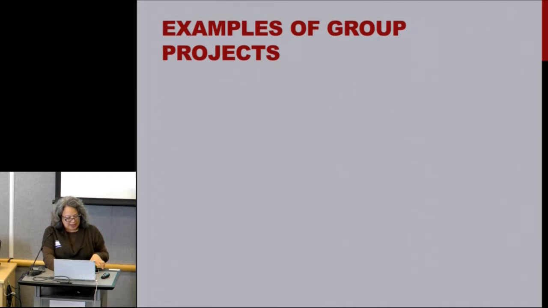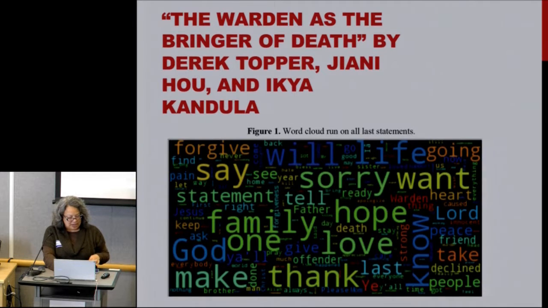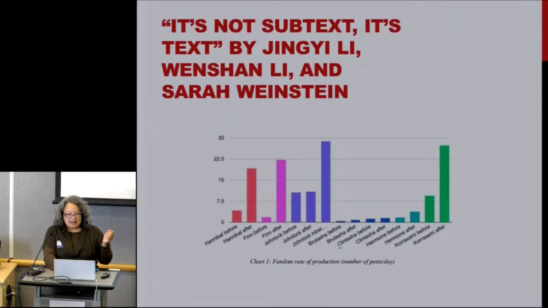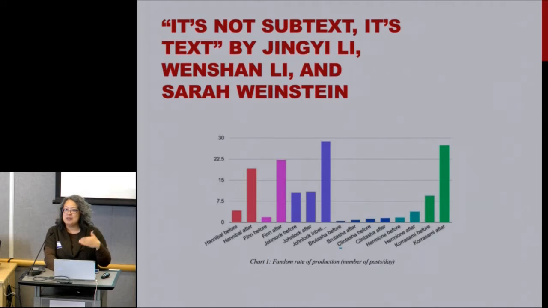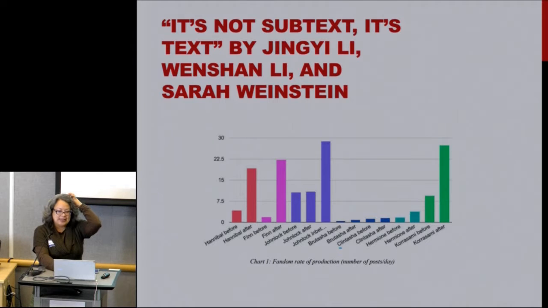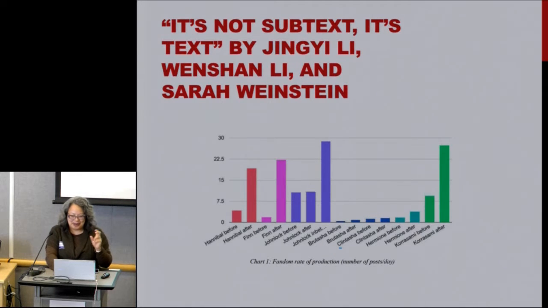Maybe I'll just share one group project, which is not, I would say this project is not 100% successful in terms of having really concrete findings that show the power of data science, but I think it was really interesting for its findings with method. So these students, Jingyi Li, Wenshan Li, and Sarah Weinstein, a team of undergraduates, and I realized belatedly, all CS people, not a humanist among them. That was maybe a bit of a mistake in my putting them together.